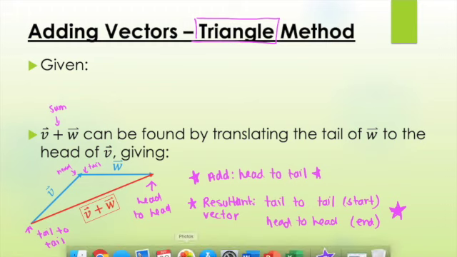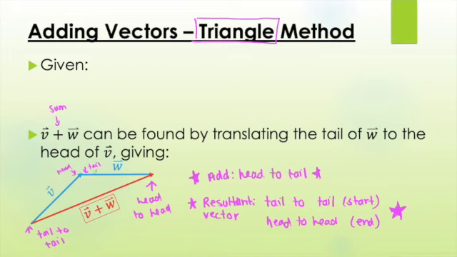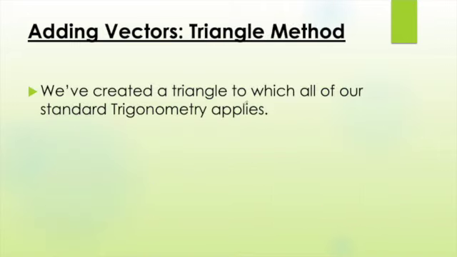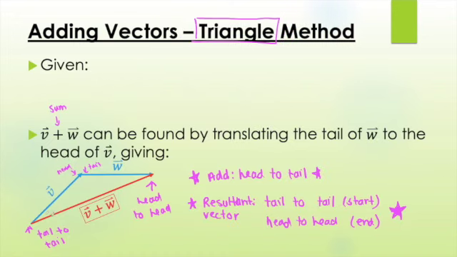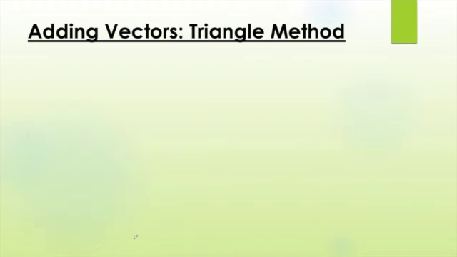Okay, so that's our basic for triangle method. What's our final result is a triangle. Okay, so for triangle method, we've created a triangle to which all of our standard trig applies. Okay, so if we want to use any of this, not 90 degrees, but we could use sine law and cosine law if we were asked to figure out any of those vectors, the length of them, okay? Or we could figure out our directions by finding any thetas or angles, okay?